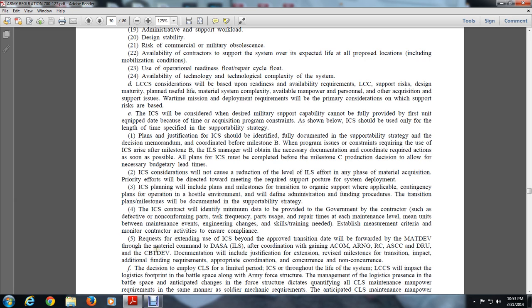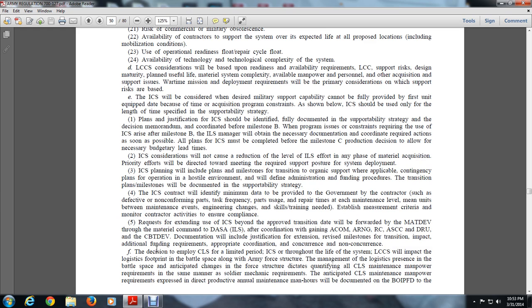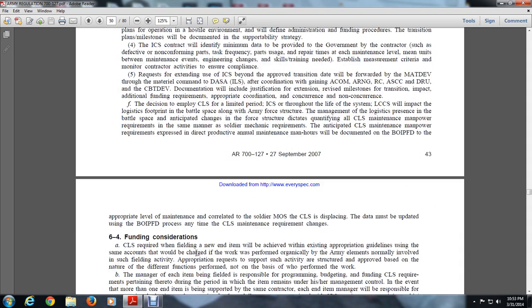After the decision to employ CLS for limited ICS throughout the life cycle of the system, the LCC impact of the logistic footprint of the battle space of the Army force structure. The management of the logistics presence in battle space, as anticipated changes in armed forces structure, dictates qualifying CLS maintenance manpower requirements in the same manner as soldier mechanic requirements. Anticipated CLS maintenance manpower requirements are expressed in direct productive annual maintenance man-hours, documented by the BOIP FD. 2. Appropriate level of maintenance correlated to the soldier MOS. The DLS displacement data must be updated by the US BOI PFD process anytime the contractor logistics support maintenance requirement changes.